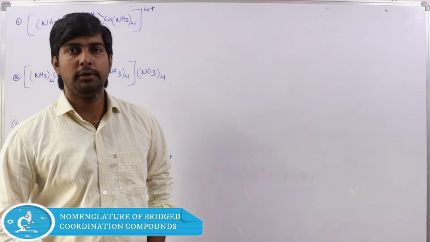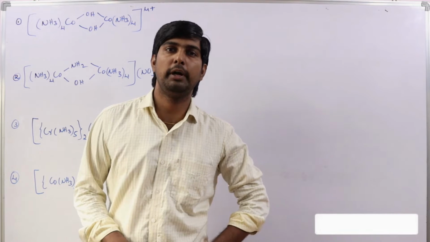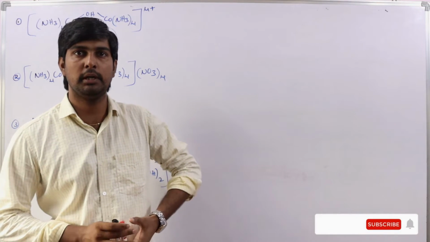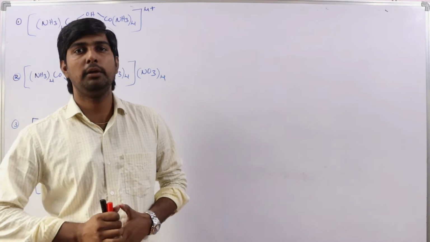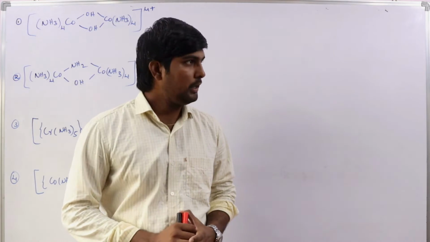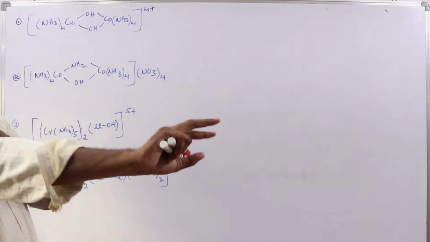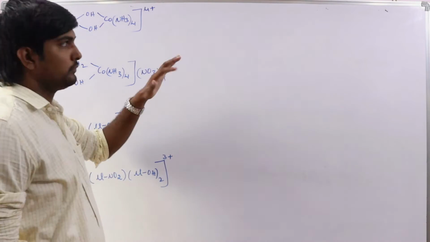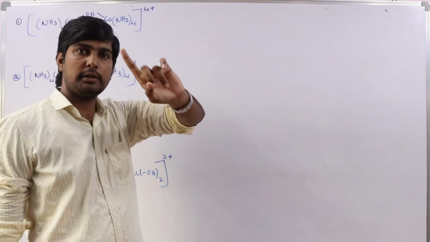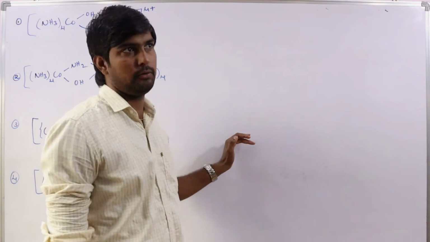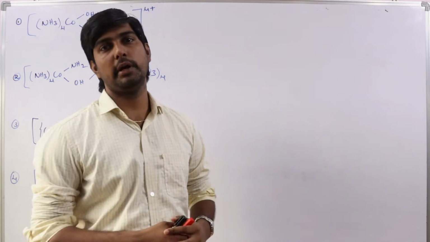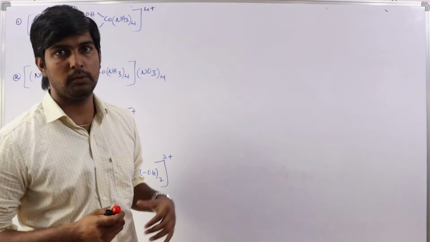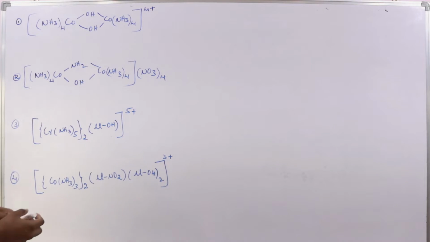In this lecture, we are going to discuss how to write names for the bridged complexes. Already in the previous lecture, we discussed how to write IUPAC names for the bridged complexes, according to the IUPAC rules. Here we can write the names in another method also. That is also acceptable. Both are correct. The previous case was as per the IUPAC rules, and this is another method. So don't confuse, that's why I am making a separate video. Now let us see in another method how we can write the names for the bridged complexes.